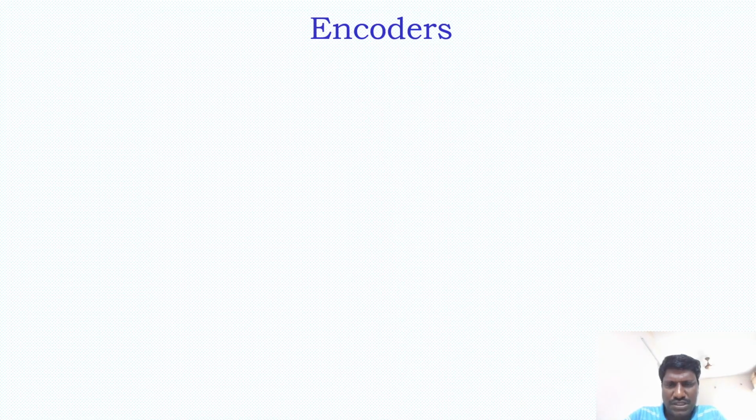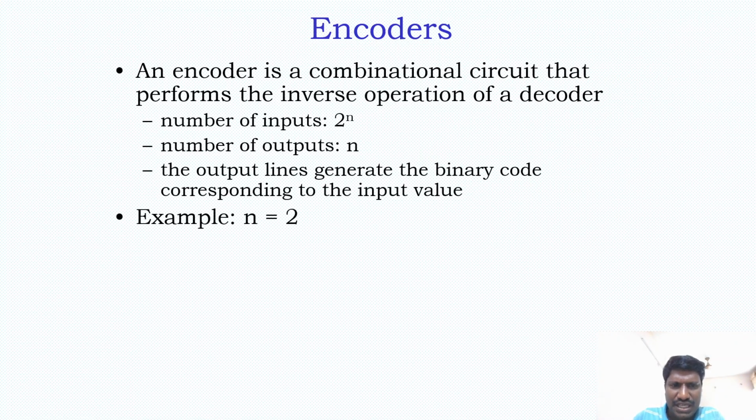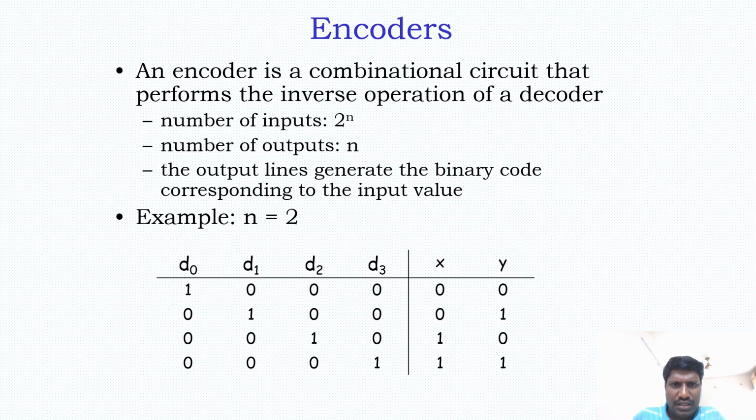Just the reverse operation of decoder itself is encoder, as we are aware. There in decoder, you will be having n inputs, 2 power n outputs. Whereas in encoder, you will be having 2 power n inputs and n outputs. So here n is equal to 2, 2 power 2 is 4, so it is a 4 to 2 encoder.